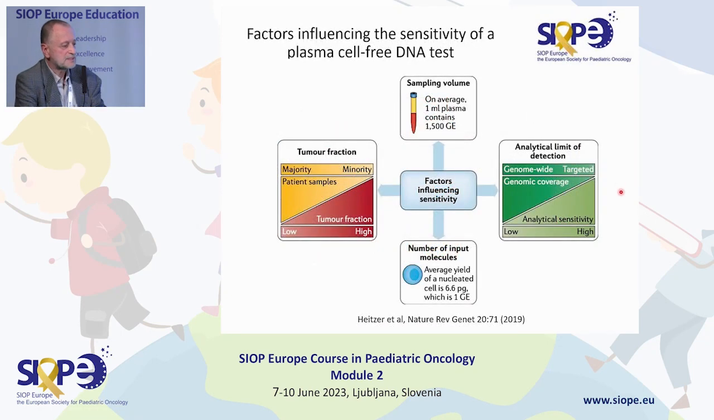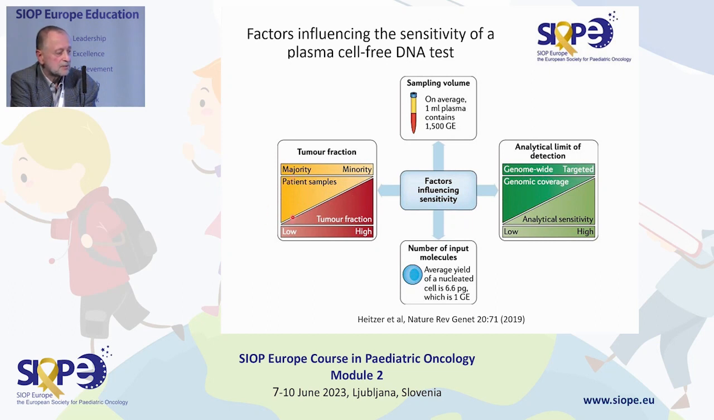And the principle is now, if we look at one cell here, the average yield of a nucleated cell is 6.6 picogram of DNA, which is considered one genomic entity. And if you have an average of 1 milliliter of plasma, you get already about 1,500 genomic entities on average, even in a normal patient, not a tumor patient. But if you want to look at the tumor, you can distinguish the tumor fraction in a patient with a tumor from the normal cell-free DNA.